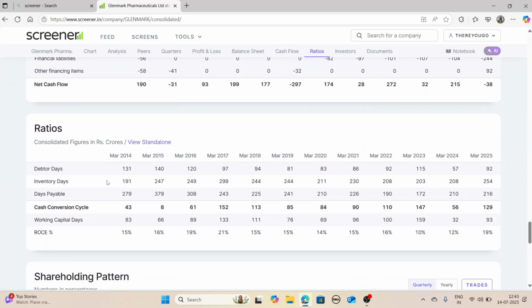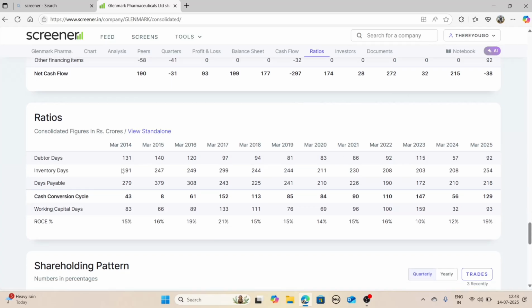Financial liabilities. Okay, debtors. Debtor days show how much time debtors take to repay the company. Looks like it has been increasing over the years. There was fluctuation here, but it is increasing. Inventory days show how much time it takes to convert inventory into cash. It is quite increasing. That's a bad sign. Days payable shows how much time the company takes to repay its creditors. Looks like it is stagnant.